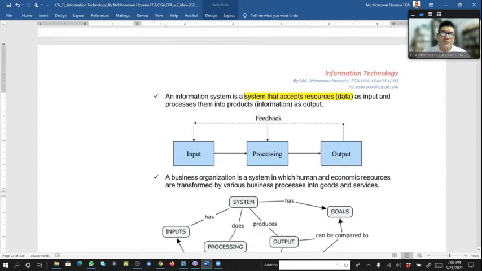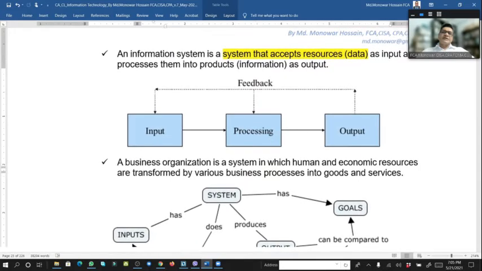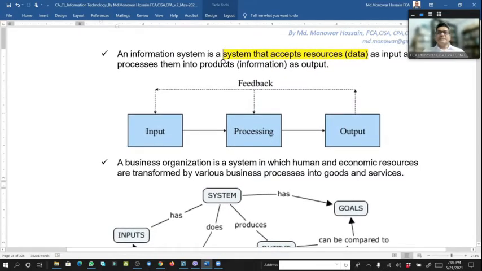So an information system is a system that accepts resource data as input and processes them into products, that means information as output. So it is the fundamental thing of process. Here input, processing, output goes to feedback and control within this framework also.